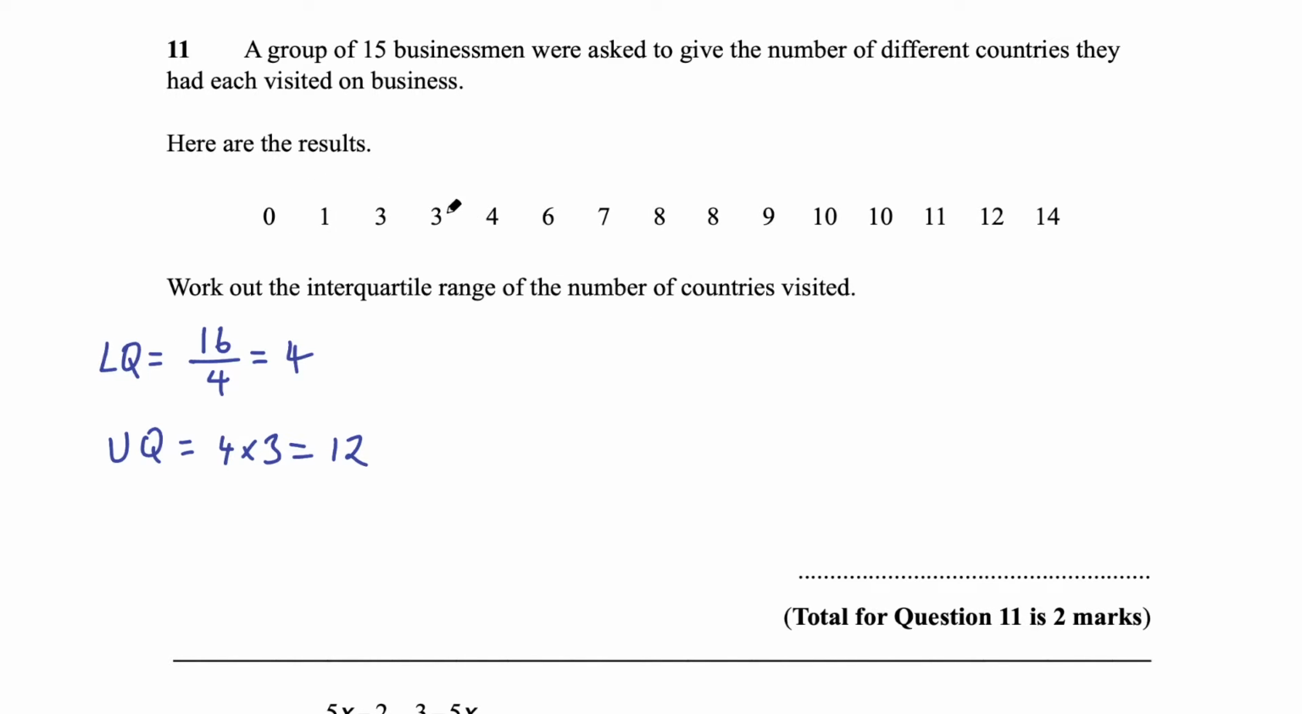So the 4th businessman will be the position of the lower quartile. So 1, 2, 3, 4, lower quartile, and then count back. It's going to be easier. So 15, 14, 13, 12 for the upper quartile. And the interquartile range is the difference between these. So the difference between the actual number in that position. So 3 is the number in the 4th position. 10 is the number in the 12th position. So the interquartile range is going to be 10 take 3, which is 7. Final answer 7 for question 11.